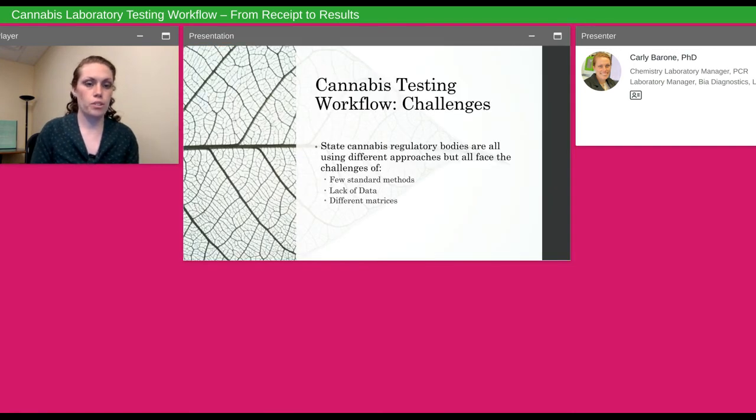So what are some challenges that we're facing currently within the cannabis testing workflow? One of the biggest ones is the lack of data, the lack of validation work done. There are few standard methods. As I mentioned, the AOAC method for cannabinoids is one of the only ones out there right now. And like I mentioned, the different number of matrices that we're seeing do pose a challenge in that it definitely expands the number of extractions and the amount of work that is done during your workflow of processing.